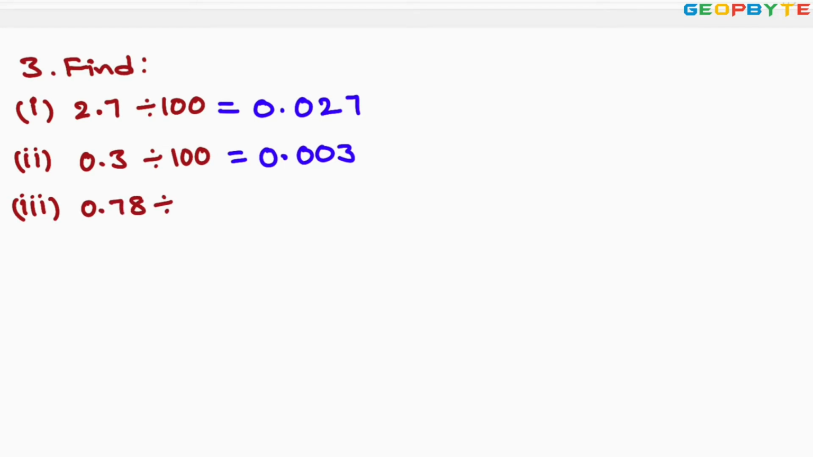Next, third one. 0.78 divided by 100. On dividing a decimal by 100, the decimal point is shifted to the left by 2 places. We have 0.78. If we shift the decimal point towards left by 2 places, then we'll be getting 0.0078.